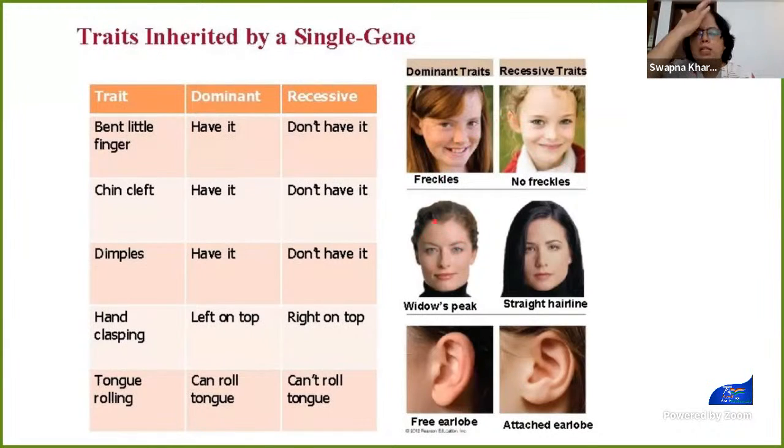So this is called a widow's peak. You have a triangle, the hairline is different, so this is dominant over this. We already talked about earlobe.